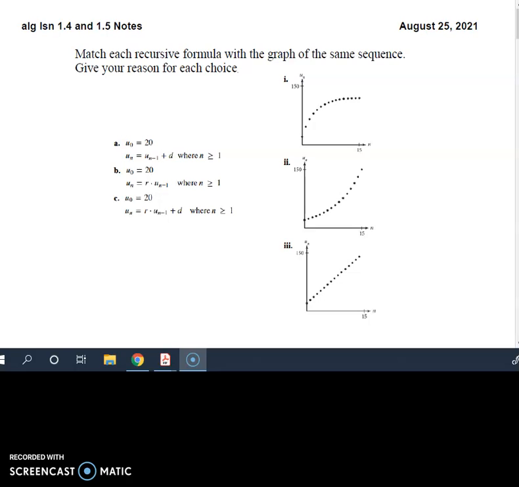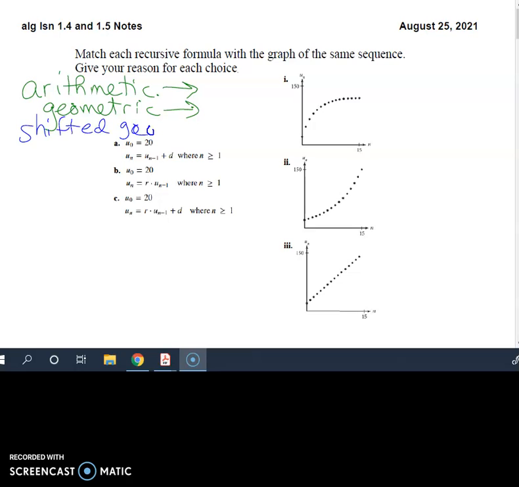So this time you have completed a lot of problems involving recursive formulas and trying to match graphs. Keep in mind we have three possibilities. Arithmetic: what operation do we see when writing the recursive formula for arithmetic? Geometric, again, what operation? And then our newest one, shifted geometric. Again, we're looking at the recursive formula, what kind of operation or operations will we see.